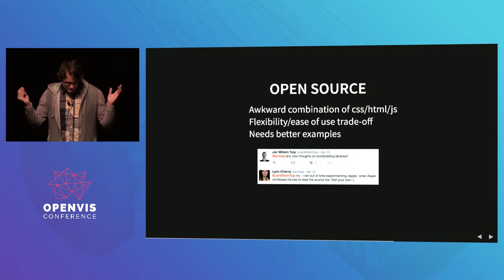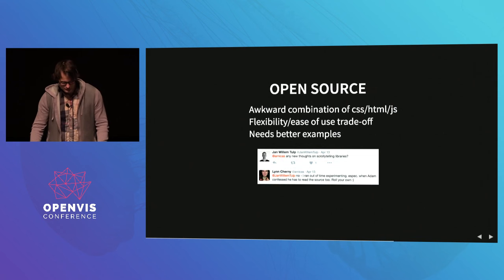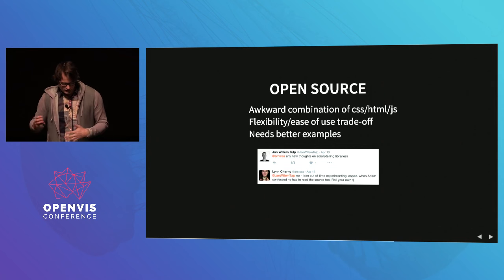So it's open source, but it wasn't as hugely successful as I had hoped. Other people haven't been able to use it as much as I hoped. It's this awkward combination of CSS, HTML, and JavaScript, and I really emphasized that it would be really flexible and you can do whatever with it, but it might have been better if there were firmer guide rails. And the big thing that it's missing is that it needs more work in the documentation.